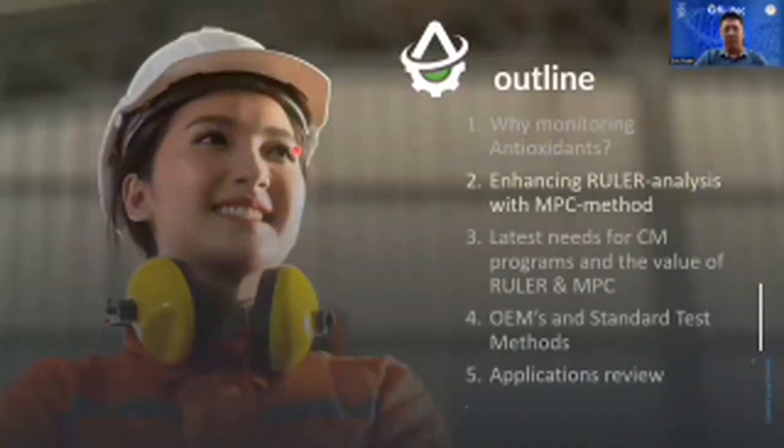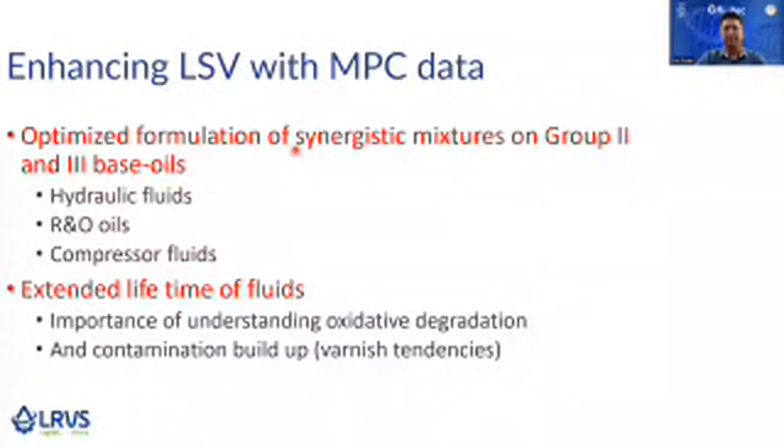And now we look at enhancing RULER analysis with the MPC method. Over the years, with the optimized formulation of the synergistic mixture on group 2 and group 3 base oil, like hydraulic fluid, R&O oil, compressor oil, gear oil, and so on, it is clear that the combination of the LSV test and the MPC test is becoming more and more important. With these two parameters, it gives additional information on your fluid lifetime and the varnish tendency or the degradation products in the oil.